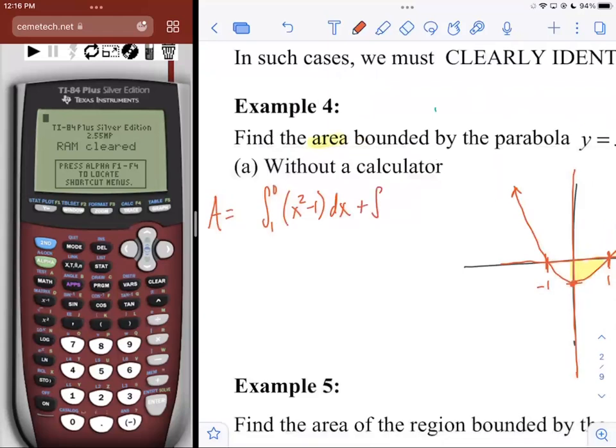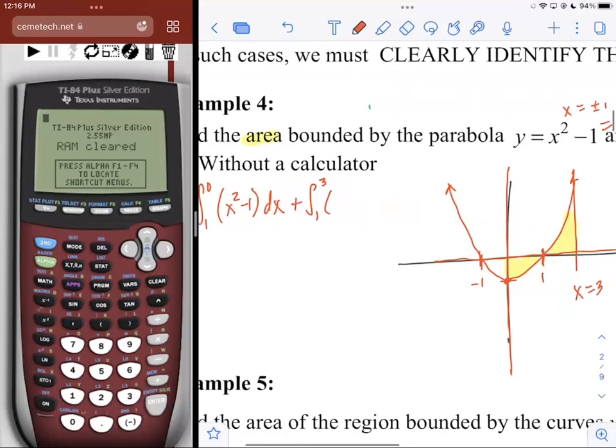And then plus, we'll pick up now from 1, and we'll integrate to 3, it's the same curve. It's X squared minus 1. All right, so there's your setup.